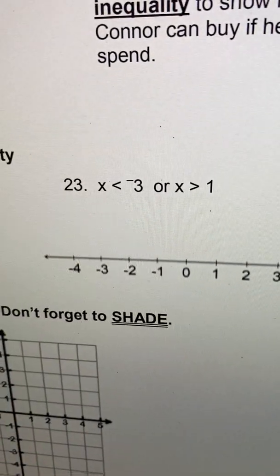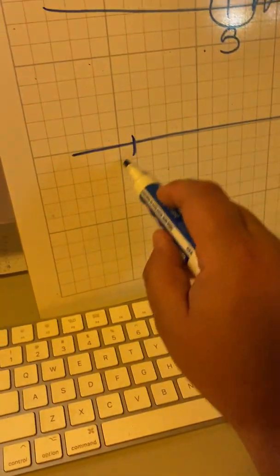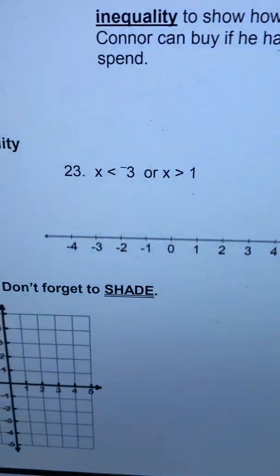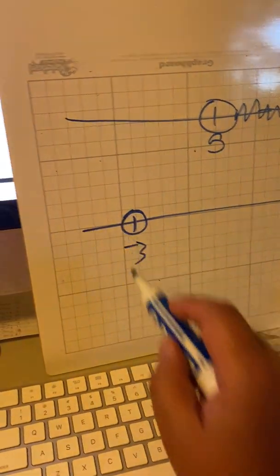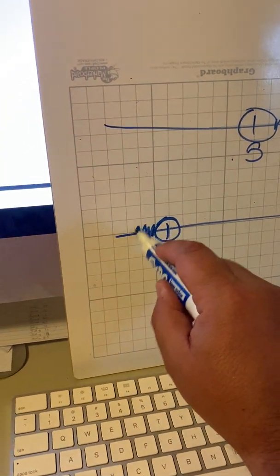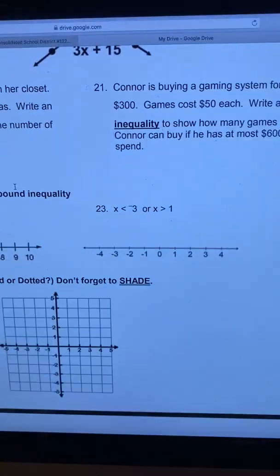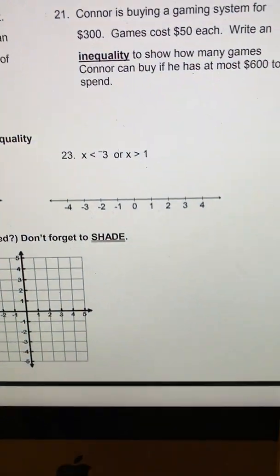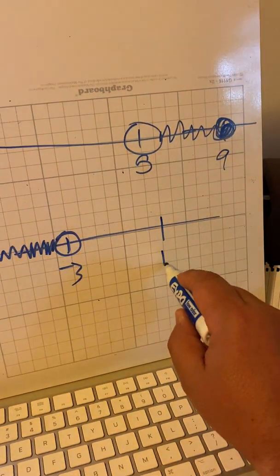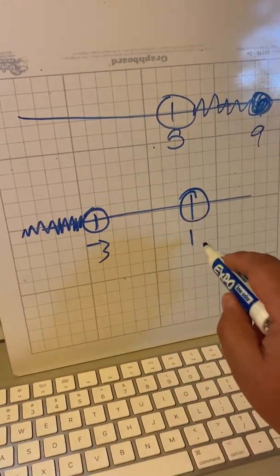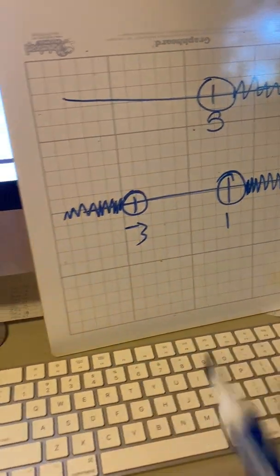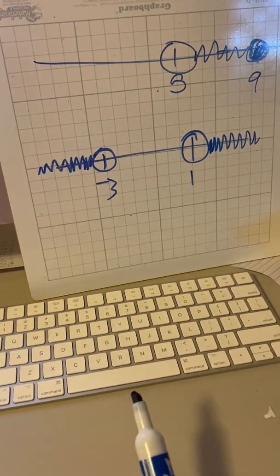This one tells you -3. All numbers less than -3. That's an open circle at -3, and it's all numbers less than. That's everything to the left, everything smaller than -3. The other one is x is greater than 1. Well, that's 1, and it's open circle at 1, but it's everything greater. They don't intersect.